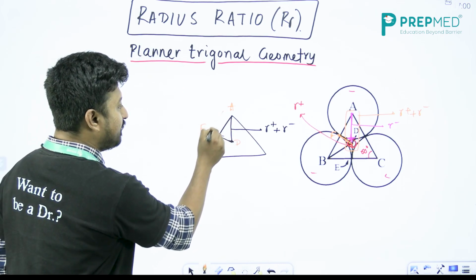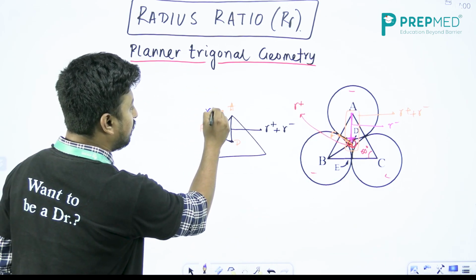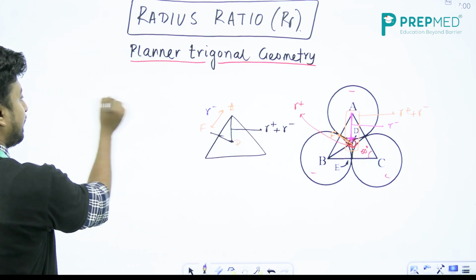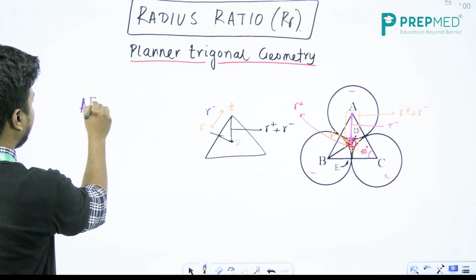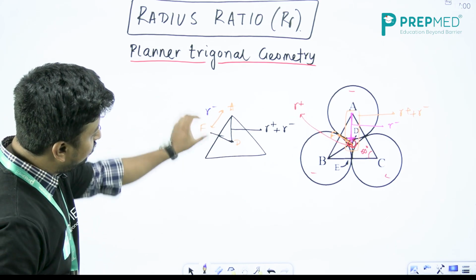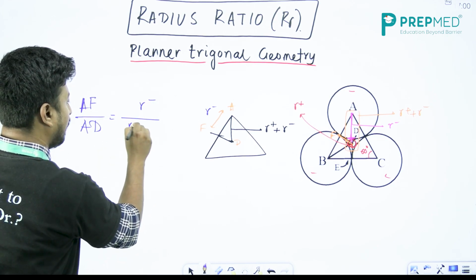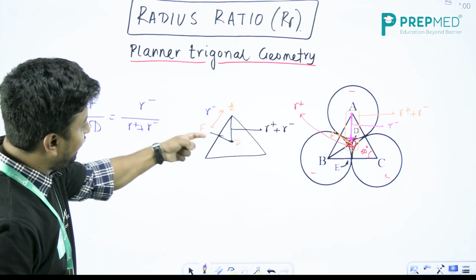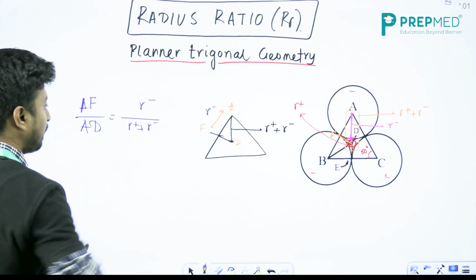Now what is this AF distance? What is this AF distance? This AF distance is basically nothing but your R minus, right? So what we can say then? Then we can say that AF by AD is basically your R minus by R plus plus R minus, correct?